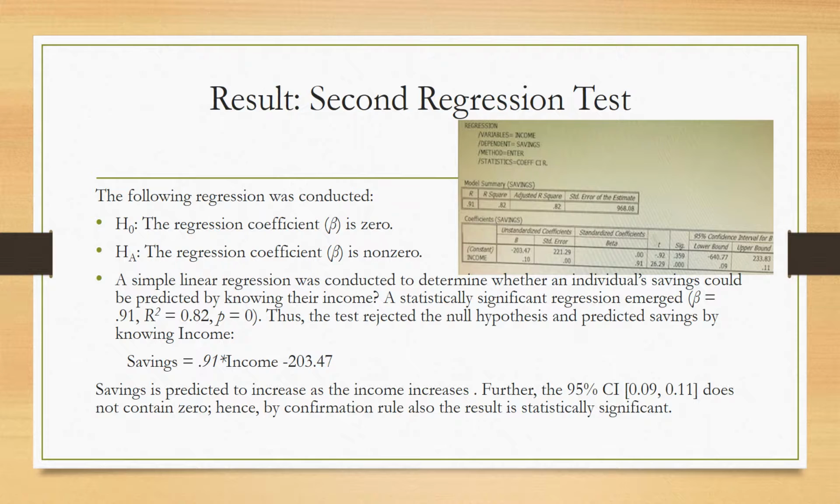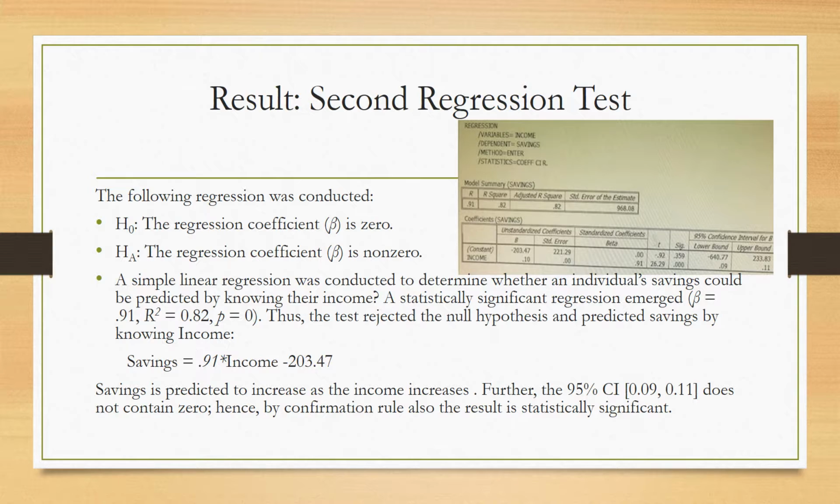Let's see the result. Beta is equal to 0.91. R square is equal to 0.82. Very good relationship, very close to 1. It means there is a strong relationship between the savings and the income of an individual. And also p is equal to 0, which is less than 0.05 alpha.